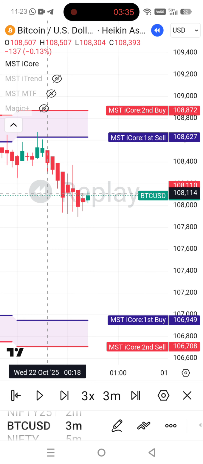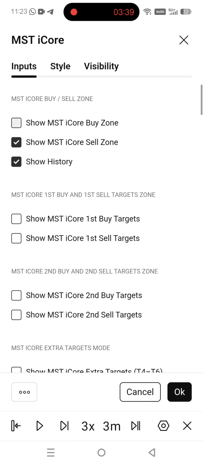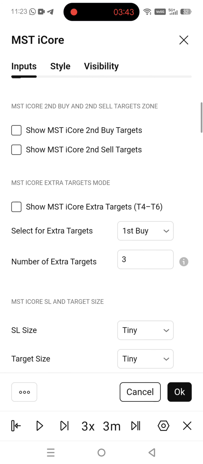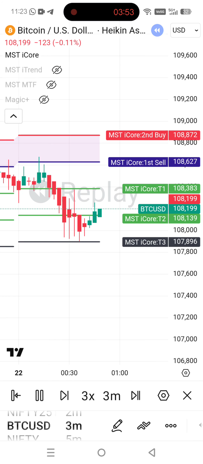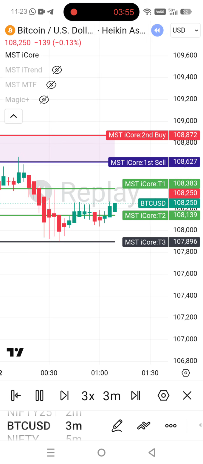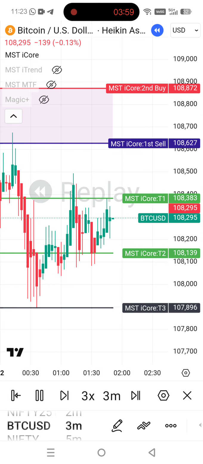Once sell is activated, what we are supposed to do? Go to the settings again, remove the buy zone and enable the targets. By default, 3 targets will be enabled. If you want, you can enable the extra targets here. Options are given. So now again I am running the market. First target, second target, third target is hit. Once again market is reversing back to our zone.